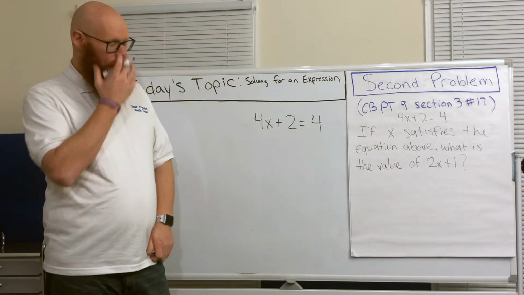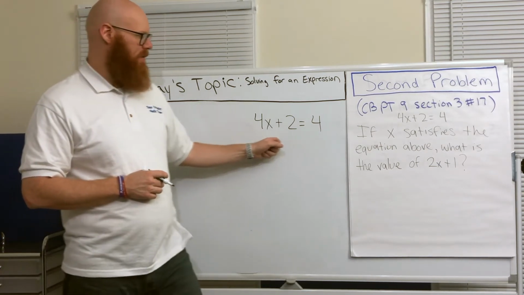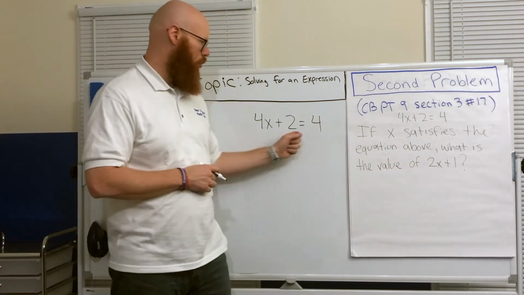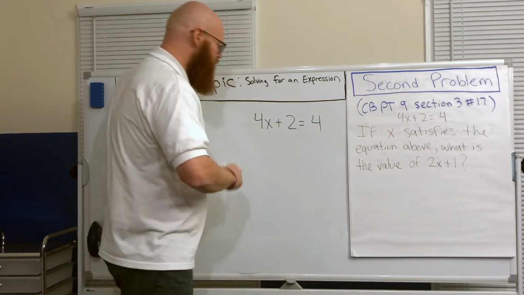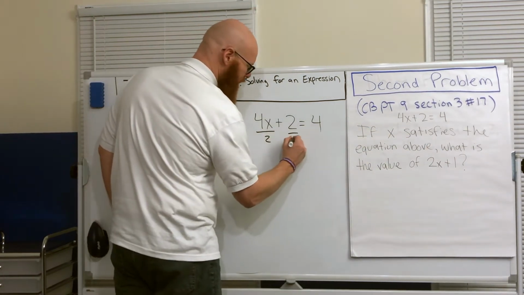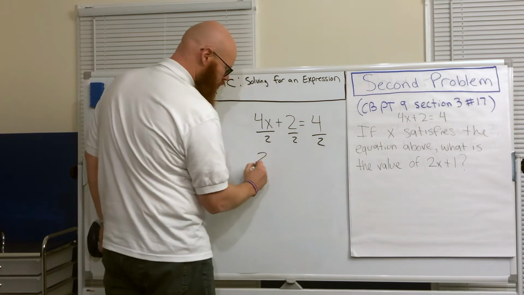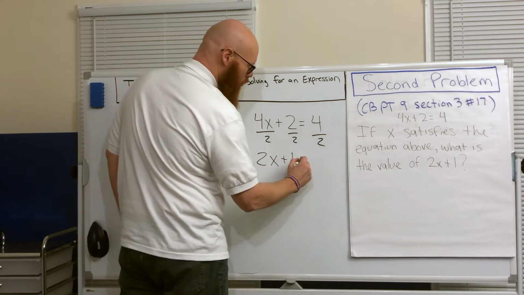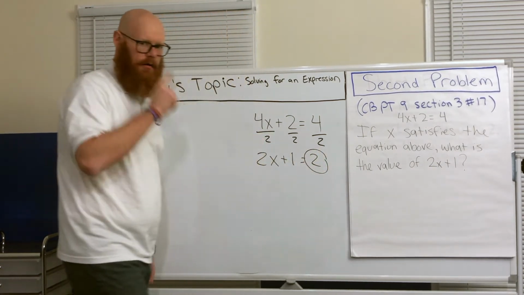Well, I see a really quick way, noticing that 4x is twice 2x and 2 is twice 1. So what if I were to just divide everything by 2? And would you look at that, 2x plus 1 equals 2, and I'm done.